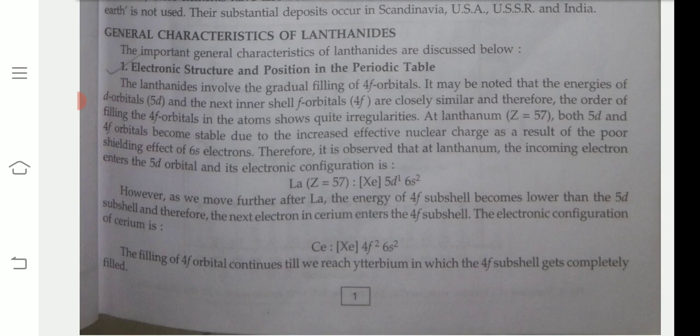At lanthanum, both 5d and 4f orbitals become stable due to the increased effective nuclear charge as a result of the poor shielding effect of 6s electrons. Therefore, it is observed that at lanthanum the incoming electron enters the 5d orbital and its electronic configuration is lanthanum, atomic number 57, xenon 5d1 6s2.